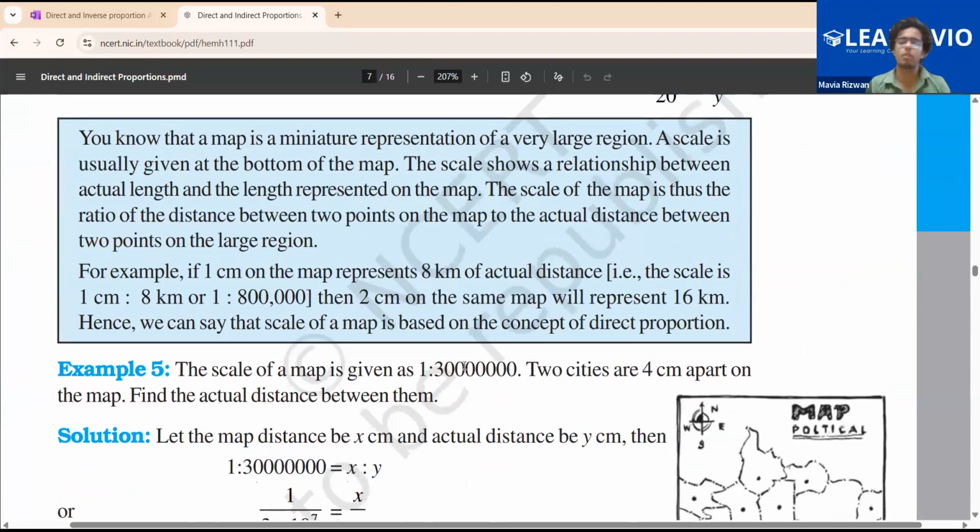See, Abubakar, example 5, you have to see here. I'll tell you how to do this one. The scale of a map is given by 1 is to this. Now you have to understand the meaning of it. Once you understand the meaning, it is very easy.